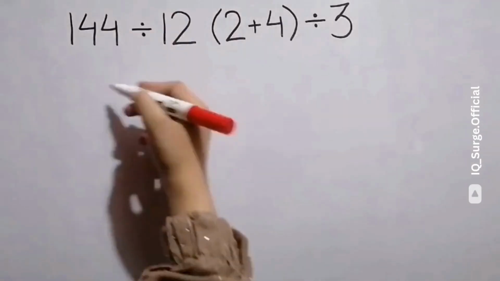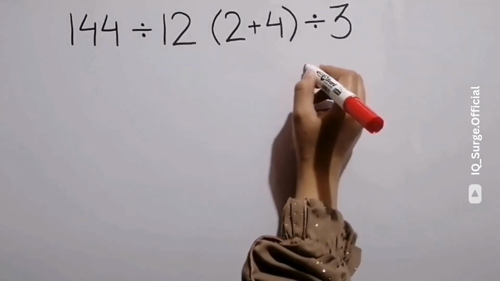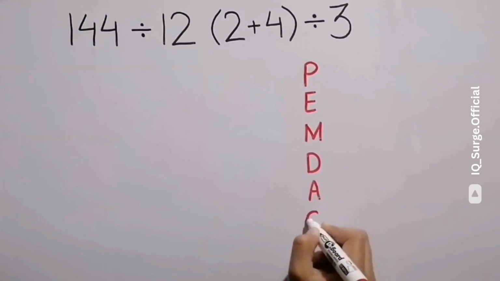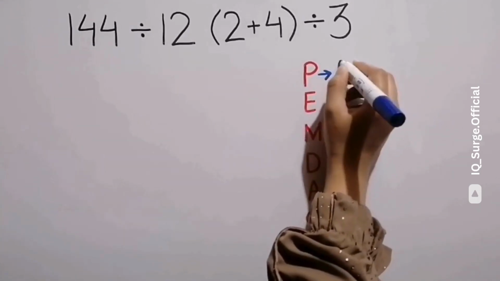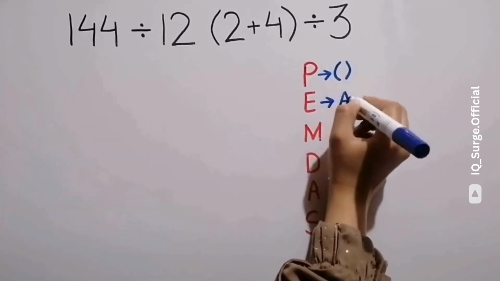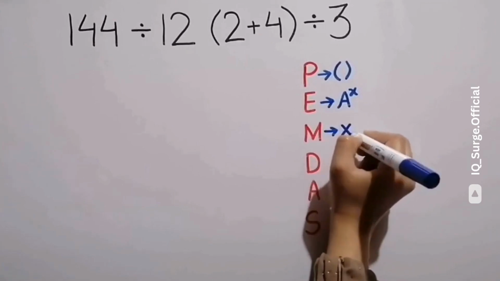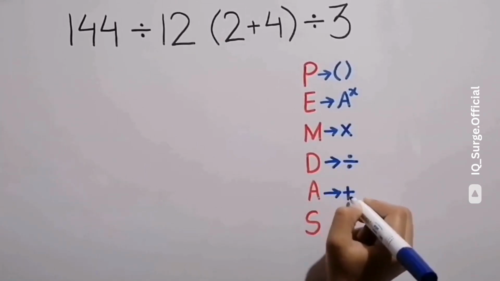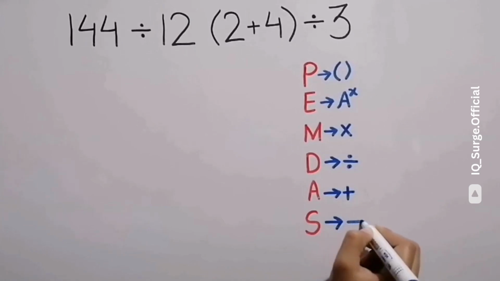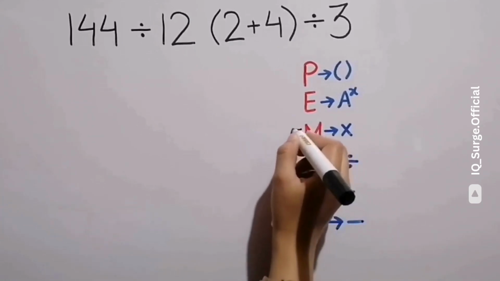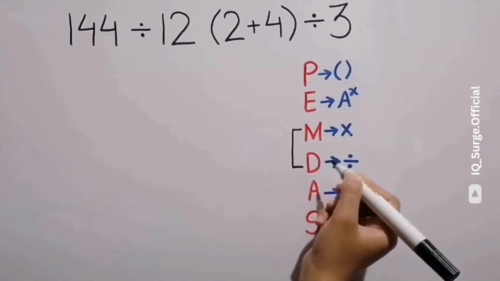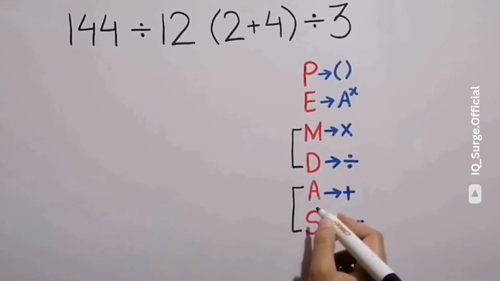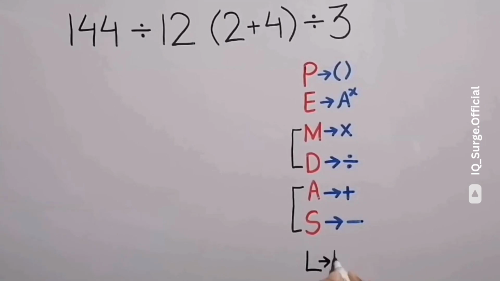Alright, to solve this question we need to follow the order of operations, which is PEMDAS. In this rule, P stands for parentheses, E stands for exponent, M stands for multiplication, D stands for division, A stands for addition, and S stands for subtraction. Multiplication and division have the same level of priority. Also, addition and subtraction have the same level of priority. When we have both in an expression, we start from the left and simplify the question.